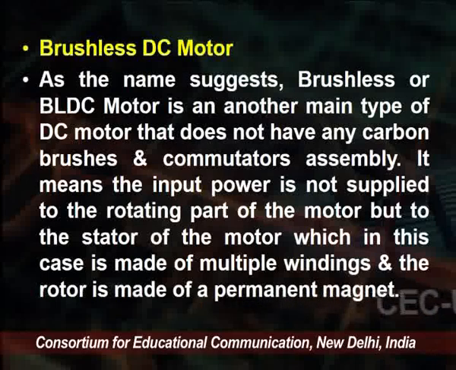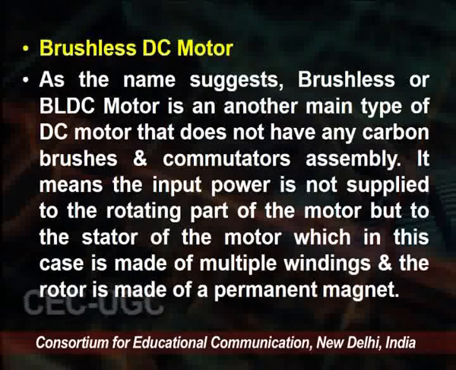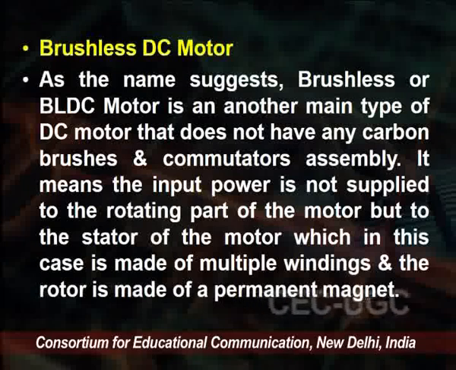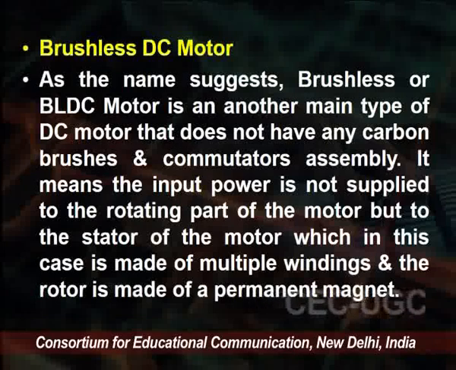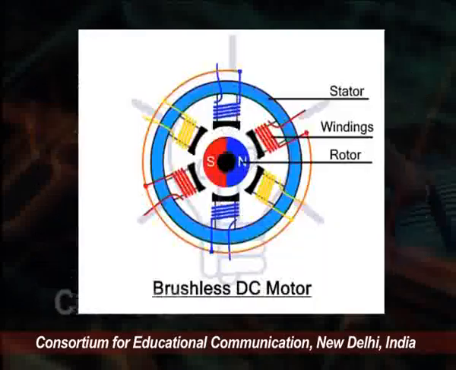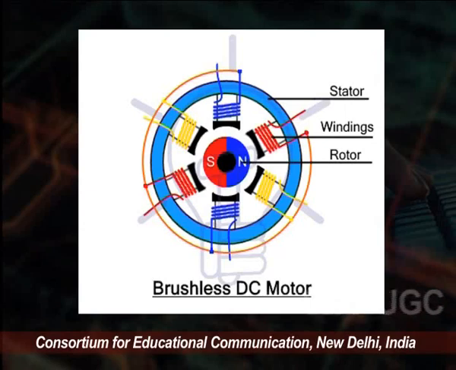So it means the input power is not supplied to the rotating part of the motor, but at the stator of the motor, which in this case is made of multiple windings, as compared to a brushed DC motor, and the rotor is made of permanent magnet here. So you see on the screen here we have the brushless DC motor.